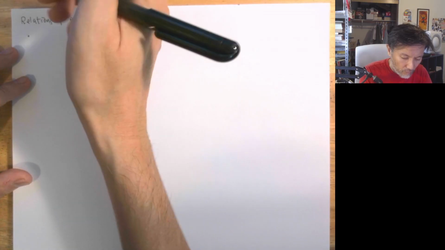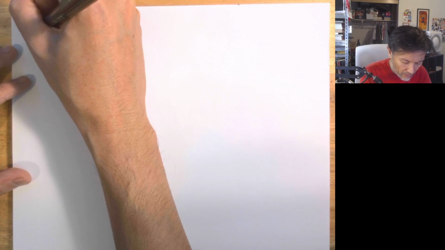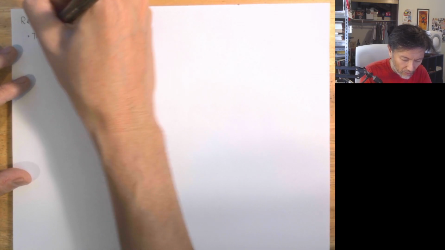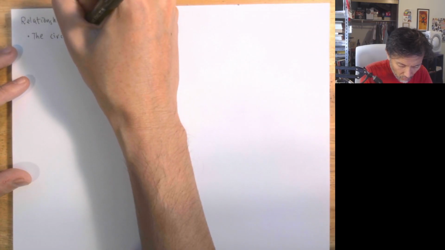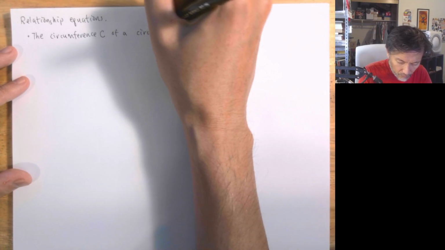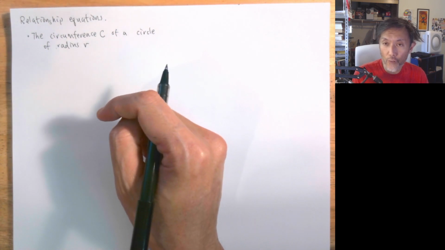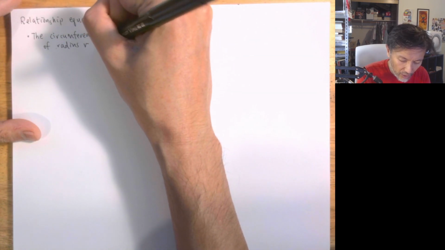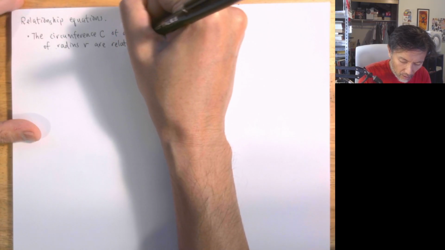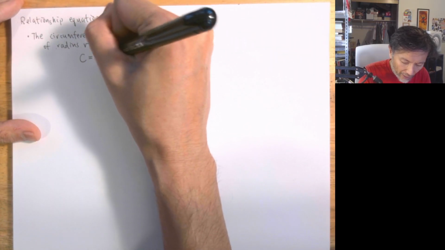For example, the circumference C of a circle of radius r, we can relate the circumference to the radius with a very simple functional relationship. These are related by the equation C is equal to 2 pi r.